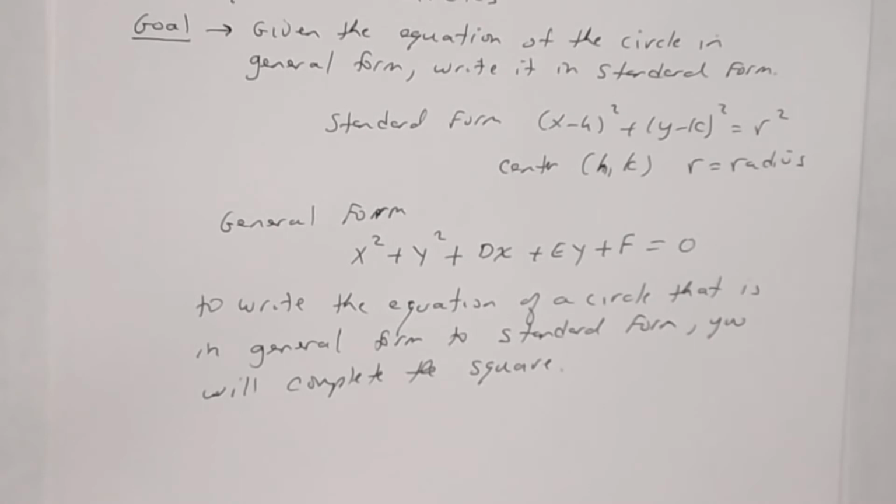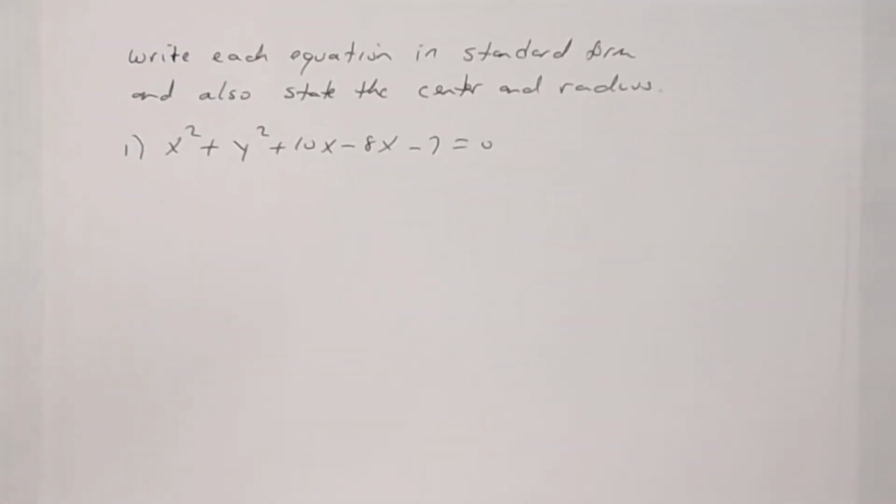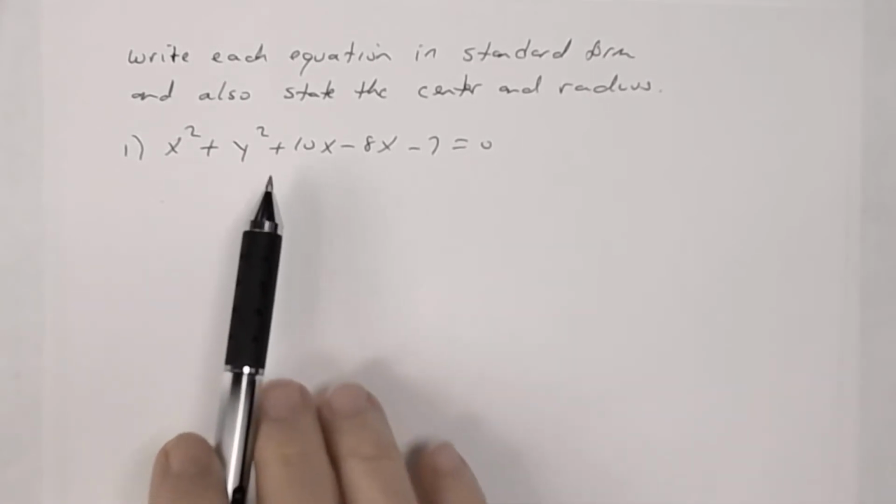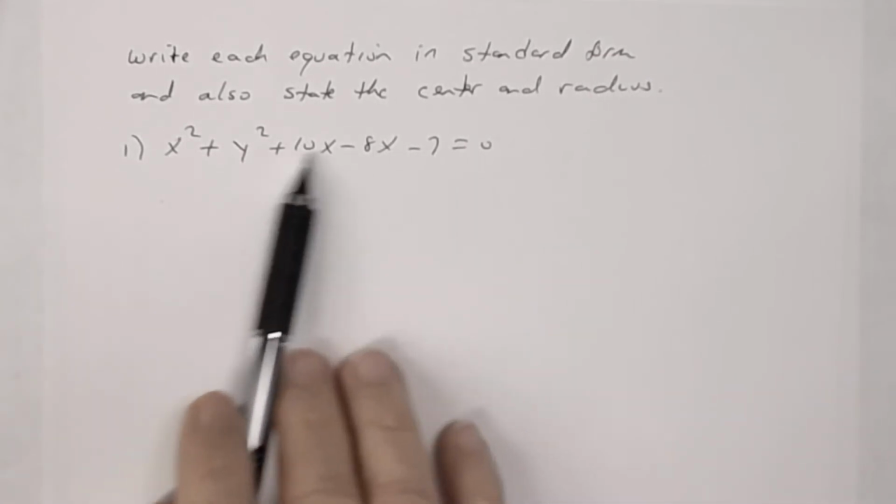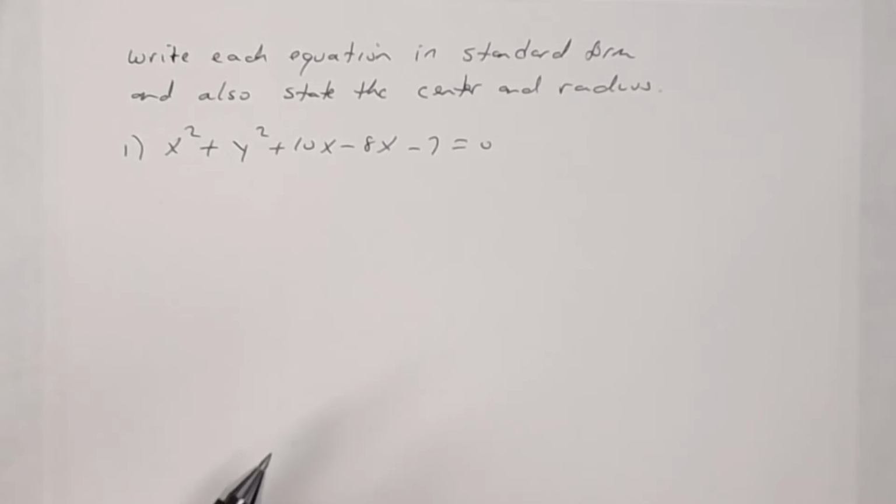So example number 1. So I have this equation. It is in general form. So every term's on one side, right? Every term's on one side. You have 0 on the other side. So that's general form.